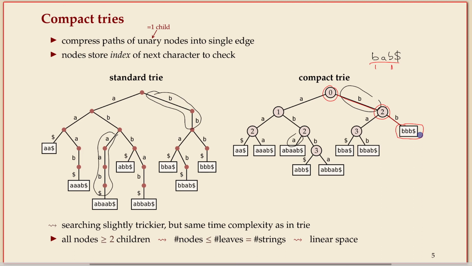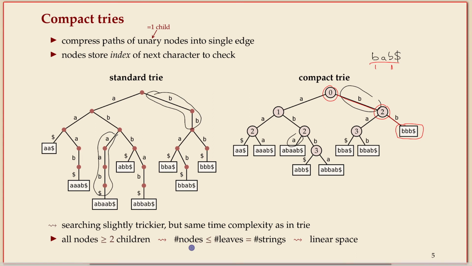It even got cheaper, or it at least didn't get more expensive. We don't visit more nodes. We just got rid of some nodes. So the same statement as before holds. You can search in a compact trie independent of the size of the thing. The only thing that matters is the length of the search pattern.